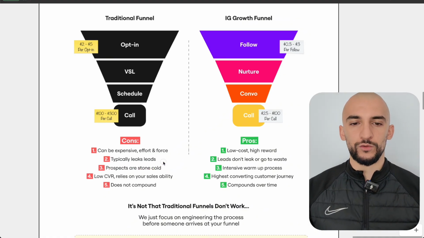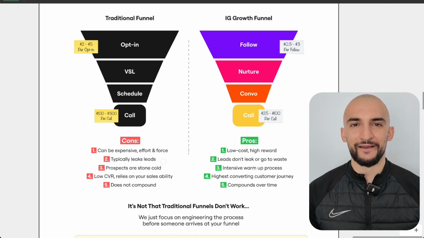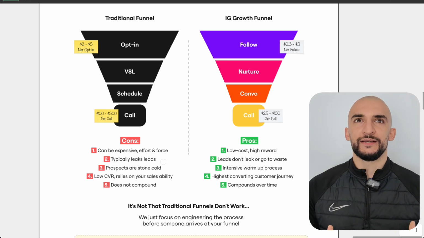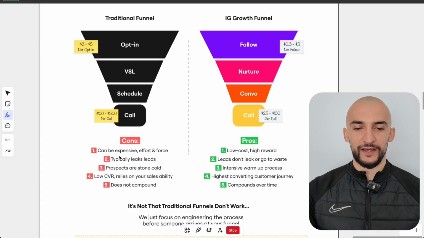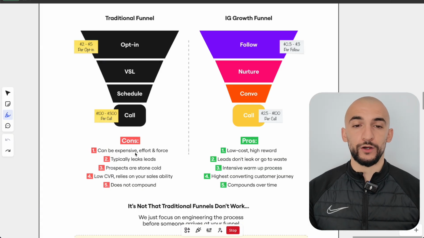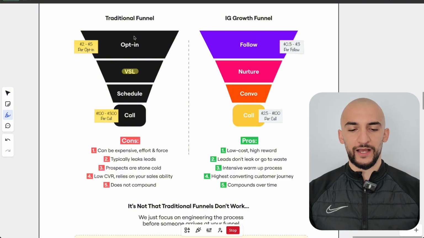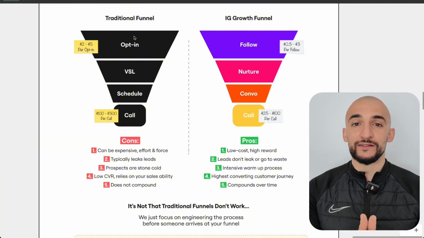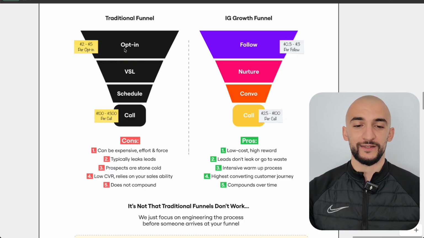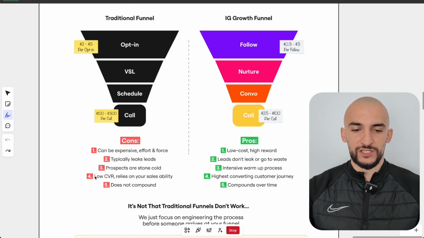Now, prospects are stone cold, third point. If you're running a cold VSL funnel, you're going to have to expect to run into some level of effort and force when it comes to your sales calls. They are cold, they don't know who you are, they might have been through this VSL and seen your ad, but it can be difficult. And it's not to say it doesn't work. We've used traditional funnels with clients and we've crushed it, but we've just found a better way. And we're doubling down on that. It's as simple as it is, really.